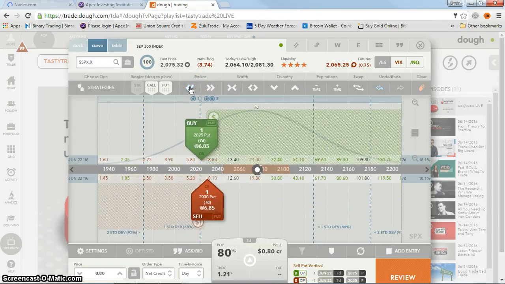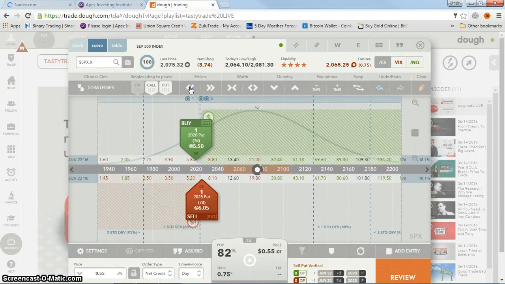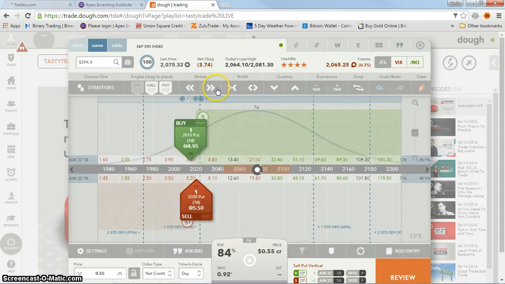Okay. And we're going to move this out. Alright. And what it's saying here is that you have an 84% probability of this thing working out. And as a result of that, they're going to give you a 55-cent credit, which is good for 100 units.